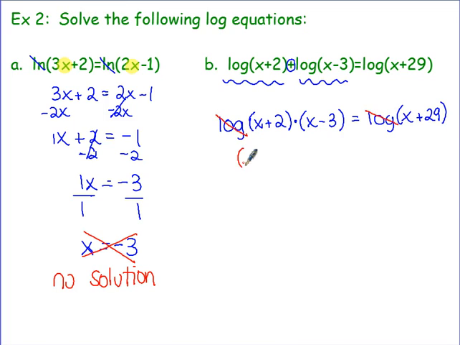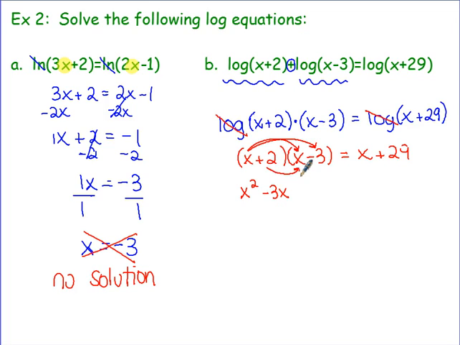That leaves us with x plus 2 times x minus 3 equals x plus 29. Well, unlike every other problem, these parentheses on this side can't be there. So we have to get rid of the parentheses by distributing. So I'm going to start with x times x, and I get x squared. X times negative 3, I get negative 3x. 2 times x, I get positive 2x. And 2 times negative 3, and I get negative 6. And I keep all this stuff over here.